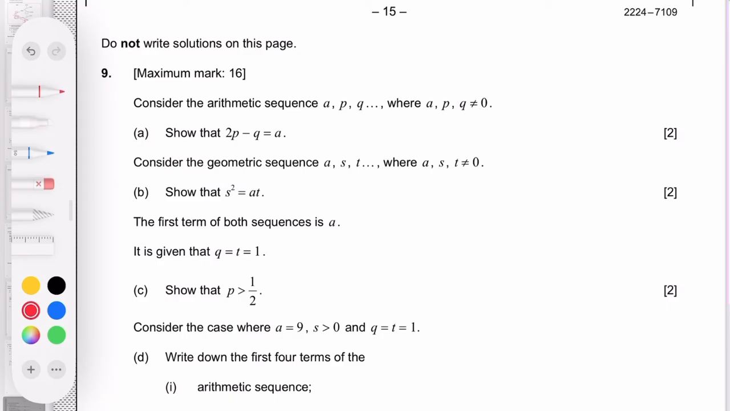Arithmetic sequence, so the second term minus the first term will be the same as the third term minus the second term, because that's the common difference. Geometric sequence, so the second term over the first term will be the same as the third term over the second term. That's already 4 marks. First term is a, and then q and t are 1. I guess you can just solve them simultaneously. Yeah, just use these two things. You might also need the fact that something squared is always positive, right?